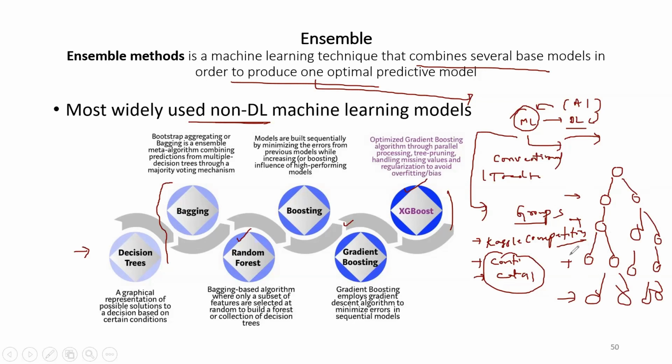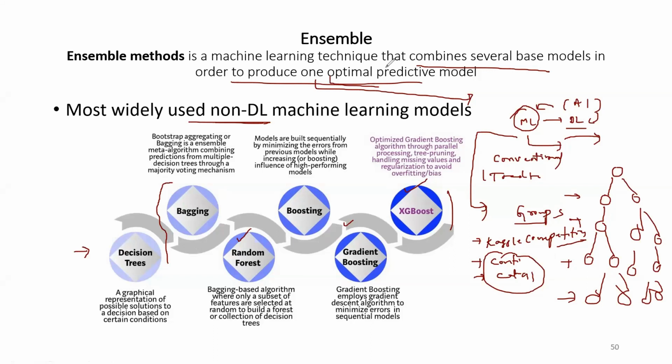If you want to get the optimal model, the other way is to create a group of trees. When I say create a group of trees, it's all about the ensemble technique. In ensemble, we always create a group of models to try to obtain the optimal predictive model.